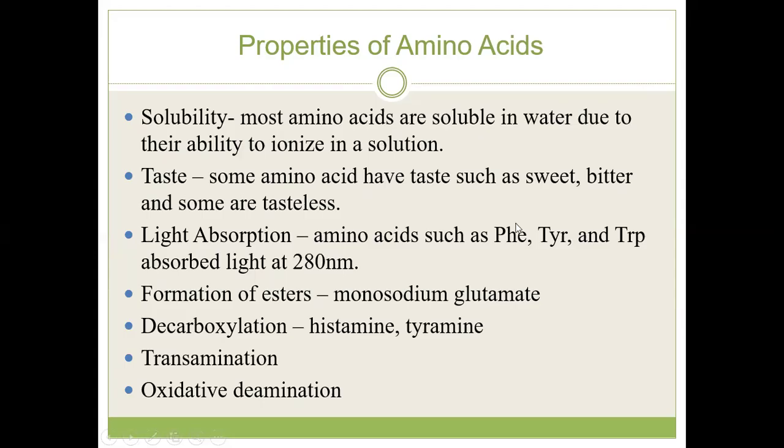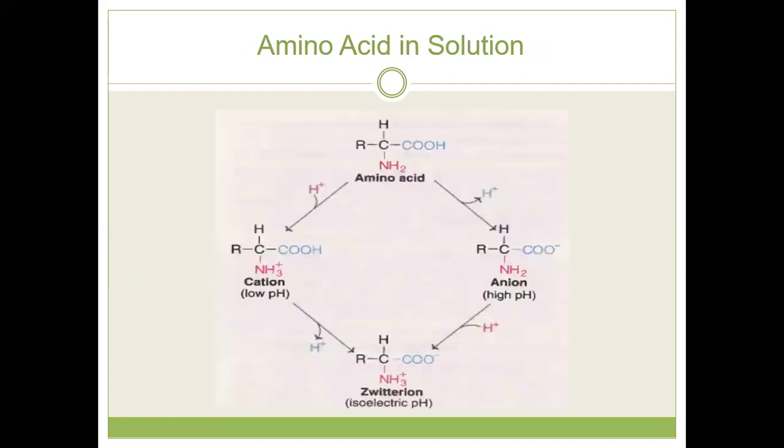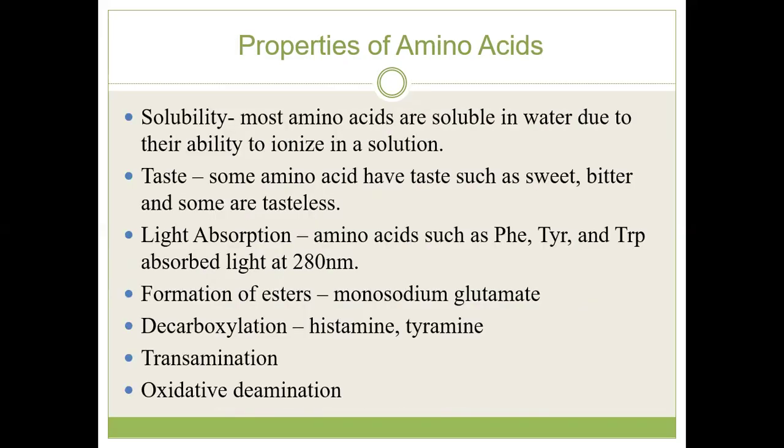So, properties of amino acids. Some of the properties, there are so many properties, but briefly we talked about just a few of them, both the physical and the chemical properties. The first one is solubility. We are yet to talk about the amphoteric nature of amino acid, which I think is the next thing we talked about.